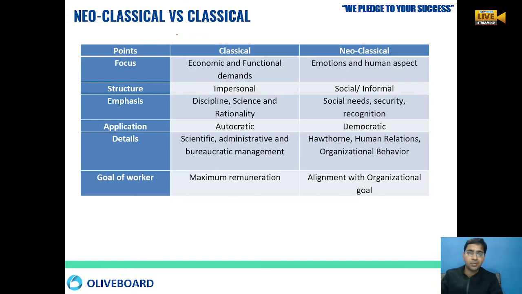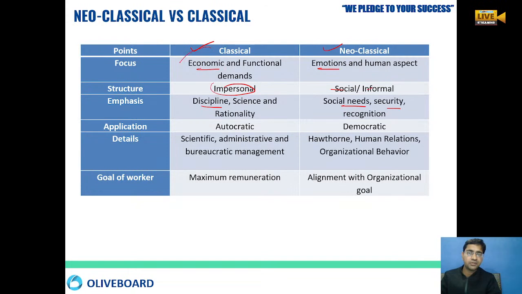There is a good amount of difference between classical and neoclassical theories. Normally in the classical, we are looking for the economic portion; in the neoclassical, we are looking for emotions. Classical is impersonal, formal, and totally disciplined, but here we are looking for social needs, security, and recognition.